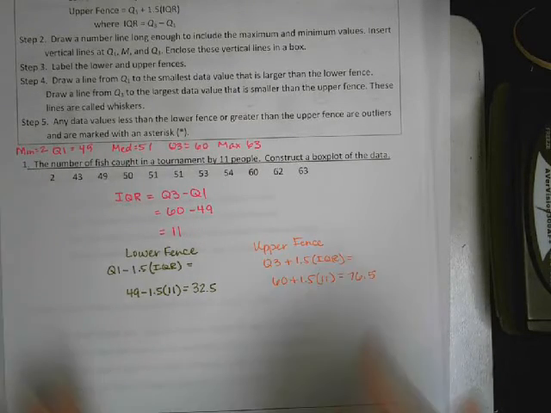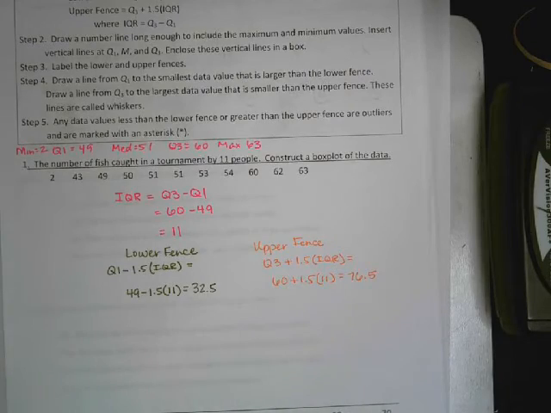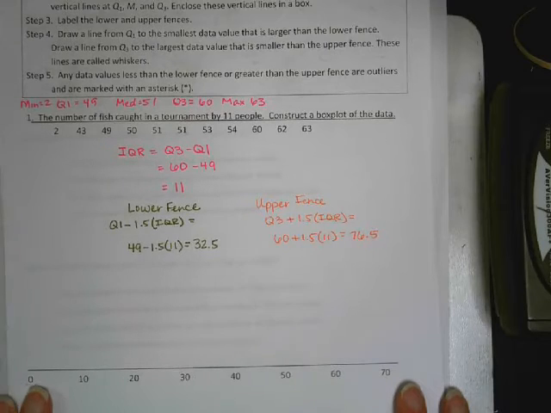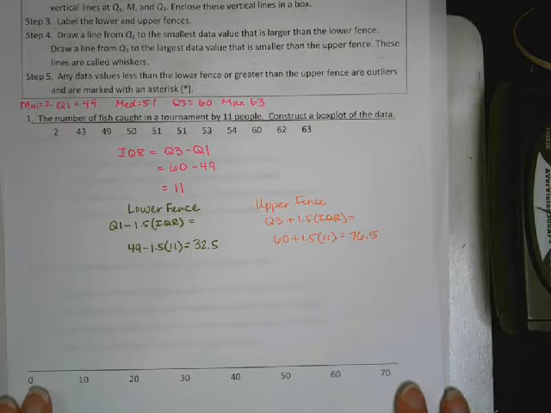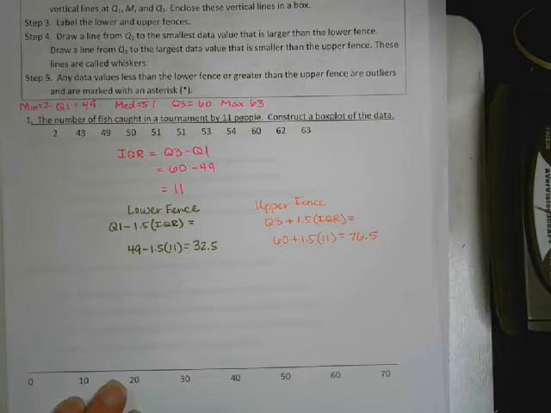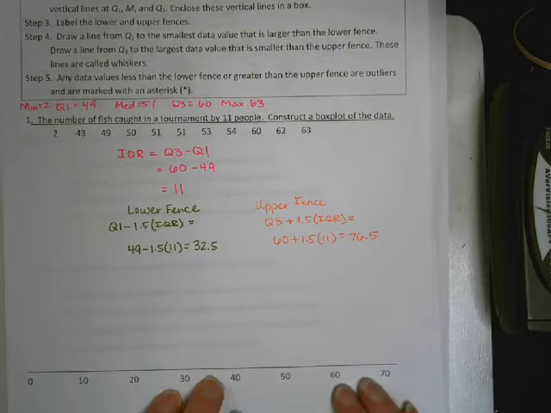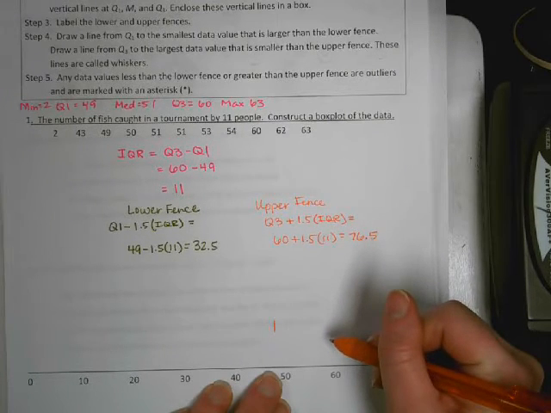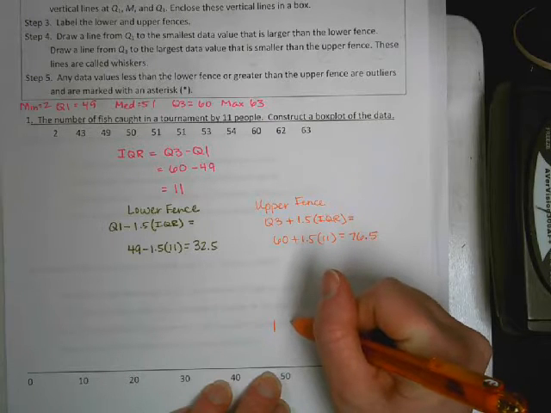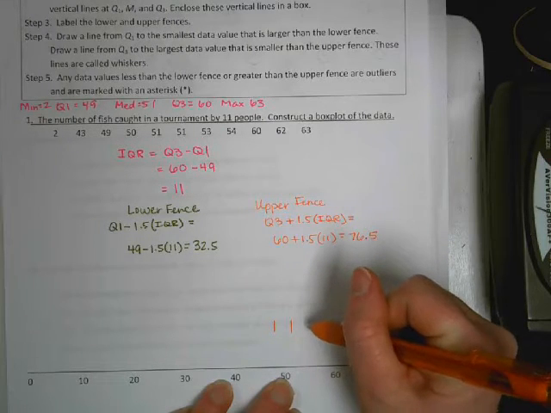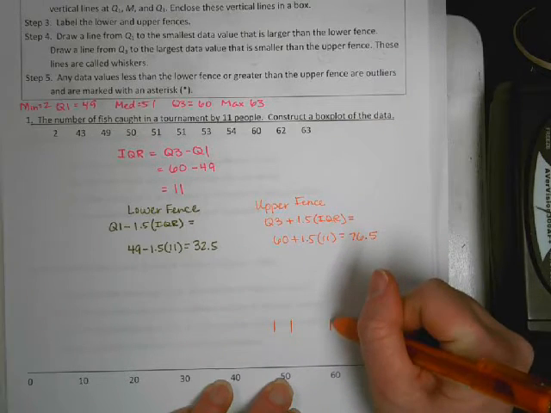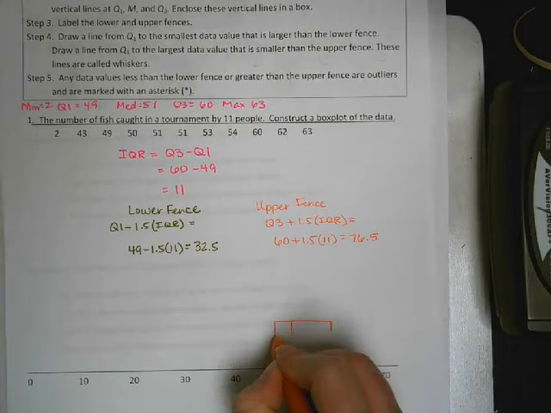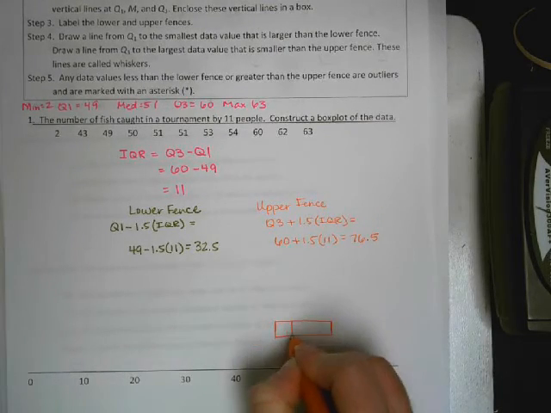So step 2 says draw a number line long enough to include the maximum and minimum values. They drew the number line for us down here at the bottom. That was nice. Insert vertical lines at Q1, M, and Q3. So my Q1 is 49. My median is 51. And my Q3 is 60. And we're going to make a box from those.